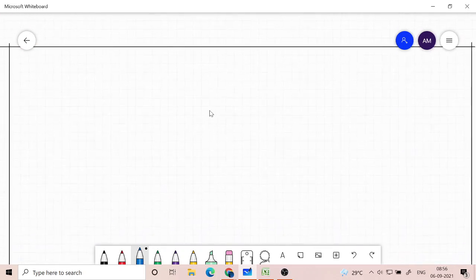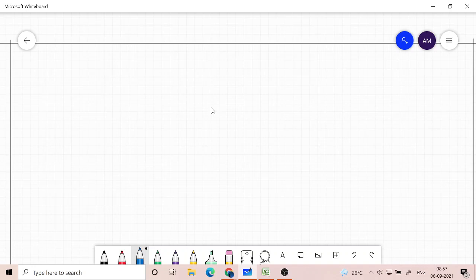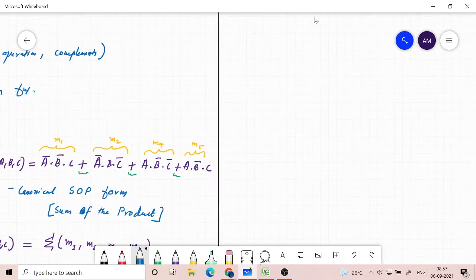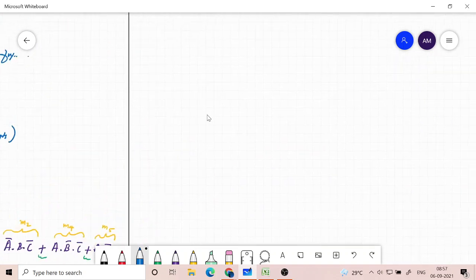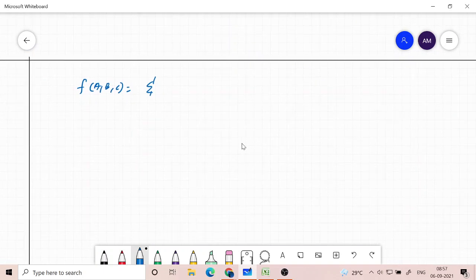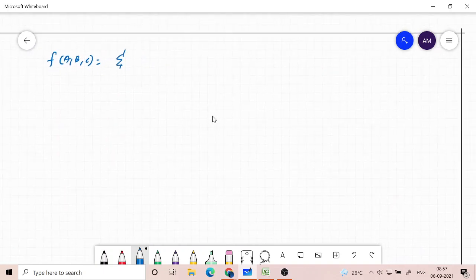Alternatively, we can represent the same Boolean function in a slightly different way. Let's take the same example we were looking at, f of ABC. What are the terms which I said are present? We have M1, M2, M4, M5. These are the four terms that are present.